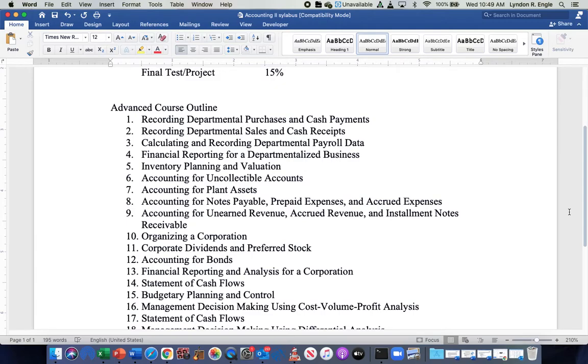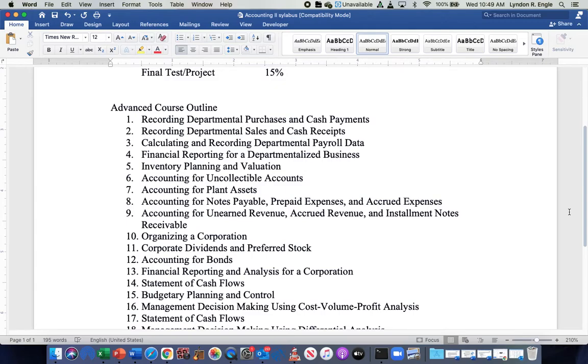And then chapter 10, we start talking more about how to finance a business through issuance of stock, paying of dividends. Chapter 12, instead of using stock and giving up ownership, we talk about bonds as a financing source for a business.